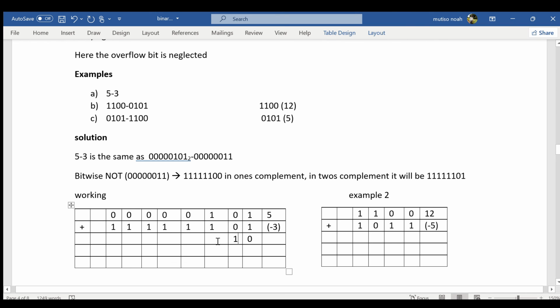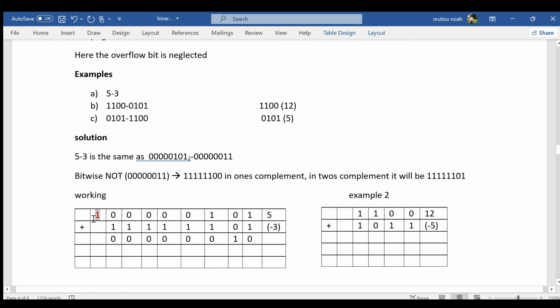1 plus 1 will give you 0, and then you will carry 1. 1 plus 1, it will be 0. Carry 1 here. 1 plus 1, it will be again 0. Carry again 1. 1 plus 1 will be 0 again. This one will also be 0 because of the 1 bit which is carried. Then we have the overflow, which will be 1.